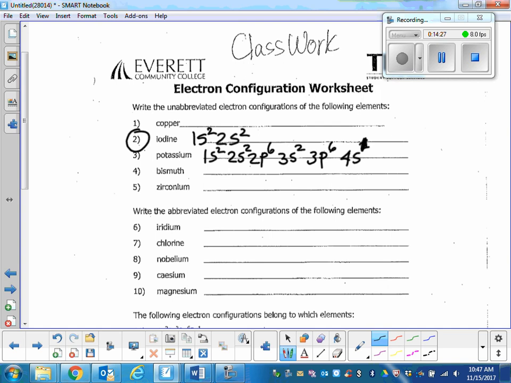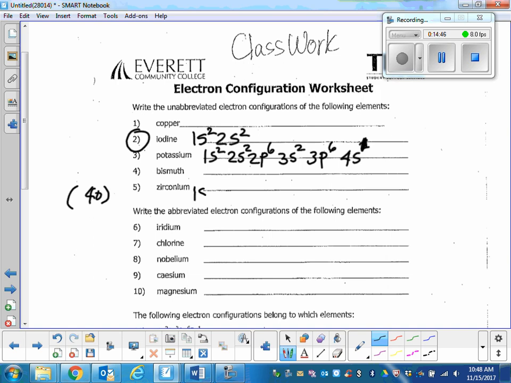Alright. Joanna is going to help me. Joanna, zirconium has 40 electrons, right? These 40 electrons start filling up the different orbitals. Where do you start? Always at the top. What is it?